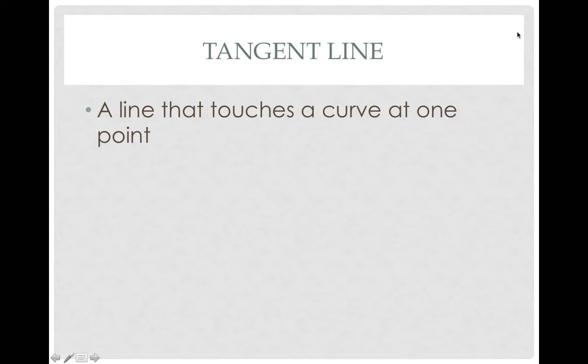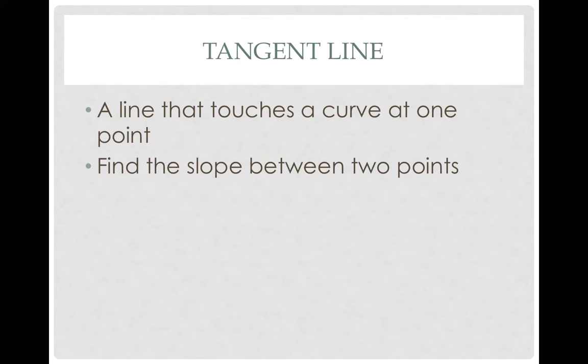So the tangent line, as I just mentioned, is a line that touches a curve at one single point. That's it. It's called the point of tangency. You're basically going to be finding the slope between 2 points.